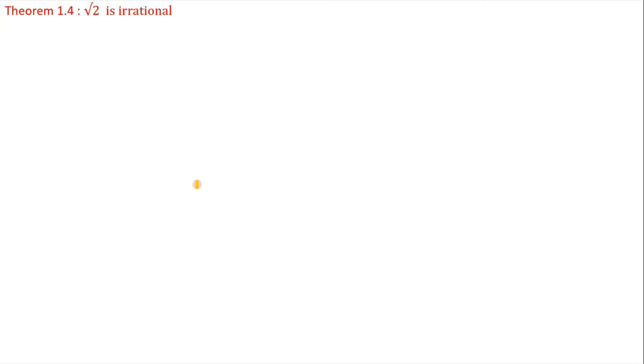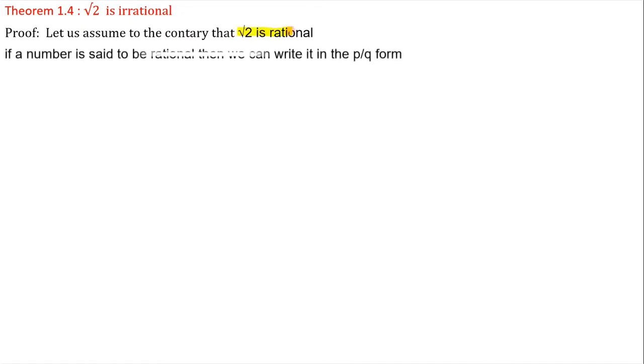Theorem 1.4. Prove that root 2 is irrational. Let us assume to the contrary that root 2 is a rational number. Now, if a number is said to be a rational number, then it can be represented in the form of p by q. So, hence root 2 can be represented as r by s, where s is not equal to 0.